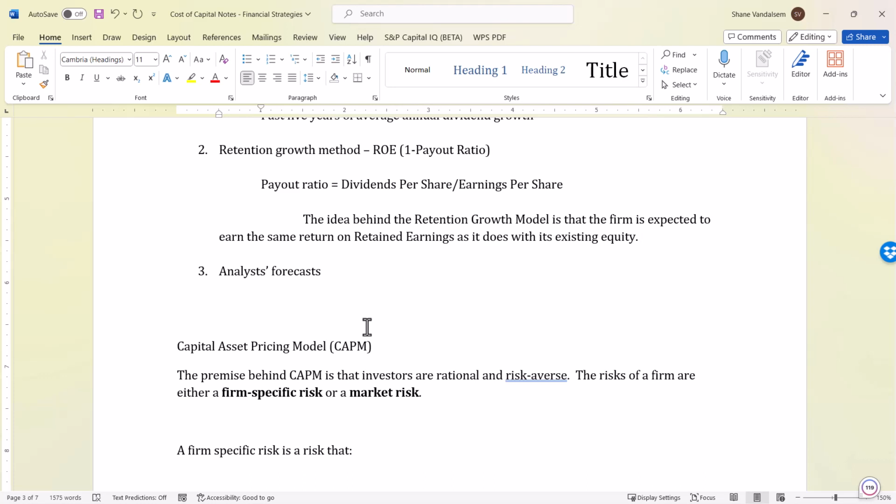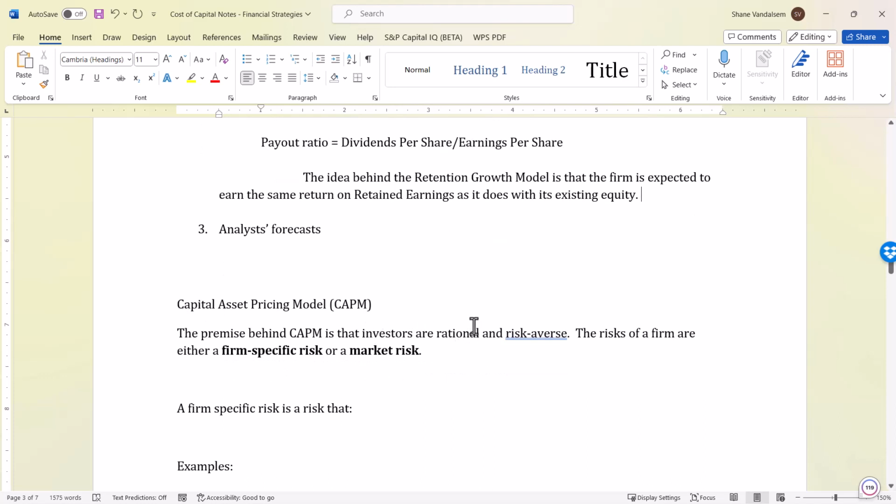The capital asset pricing model, instead of looking at the expected returns in terms of dividend and price growth, looks at the required rate of return from the perspective of the risk that the investor is taking on. So the premise behind the CAPM is that investors are rational and risk averse. The risks of a firm are either firm-specific or market risk. A firm-specific risk is a risk that is specific to only a firm or a small group of firms.